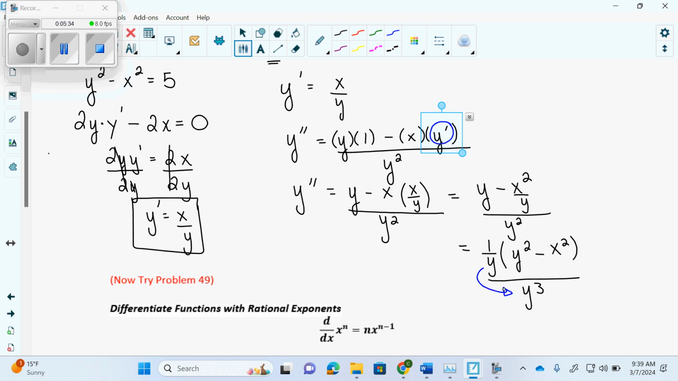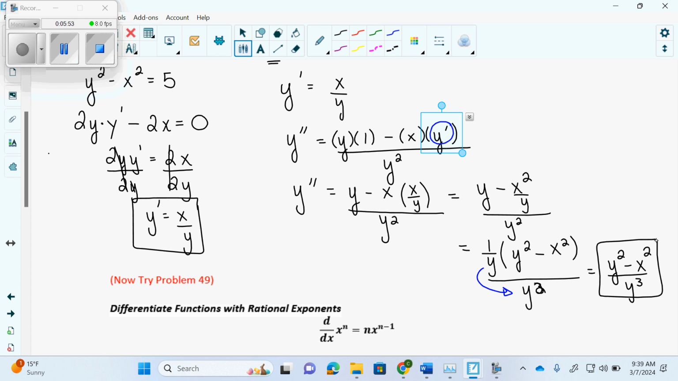So my answer is actually going to be y squared minus x squared over y cubed. Perfect. Great.